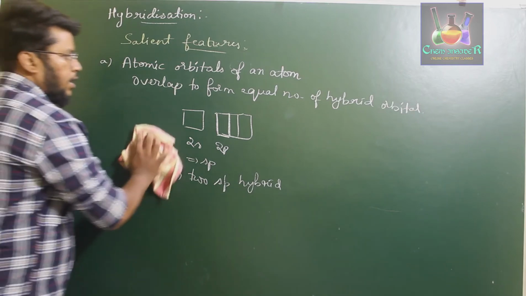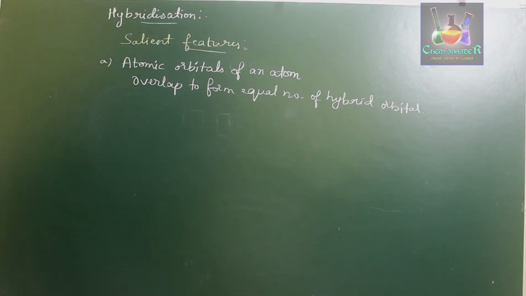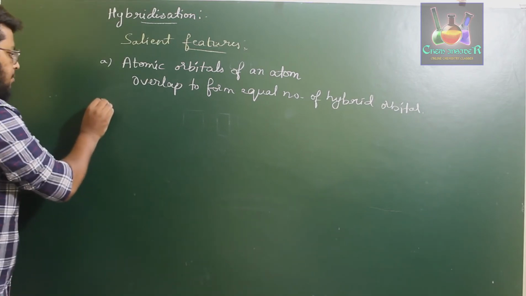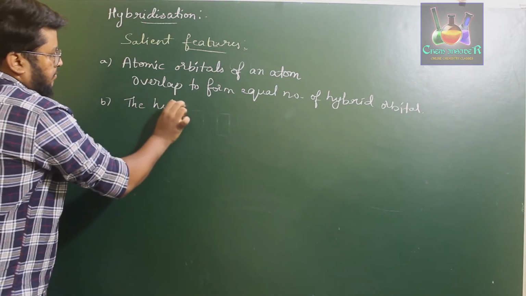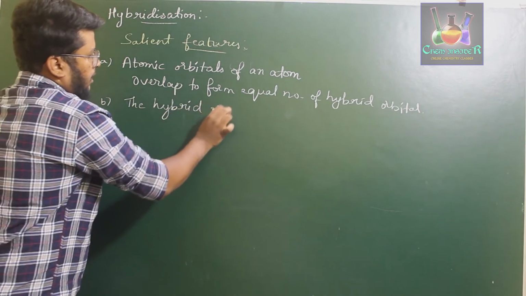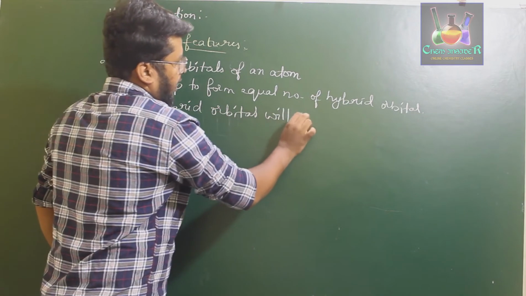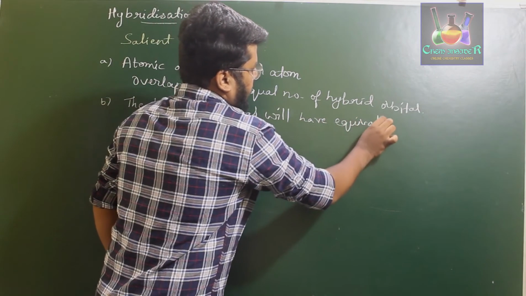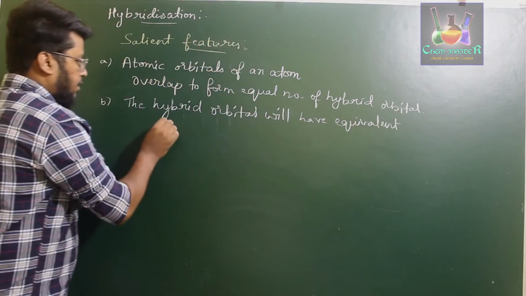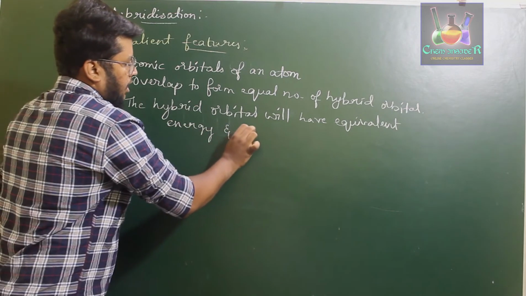So, whenever you form an equal number of hybrid orbitals in a particular hybridization, those hybrid orbitals will have equivalent energy. The hybrid orbitals will have equivalent energy and the same shapes.